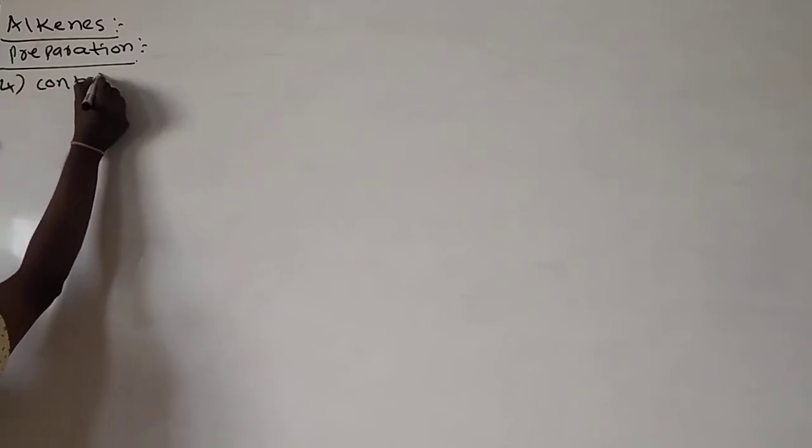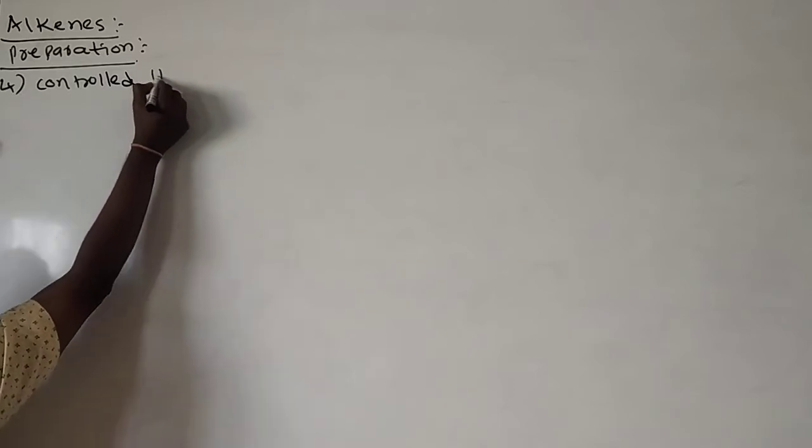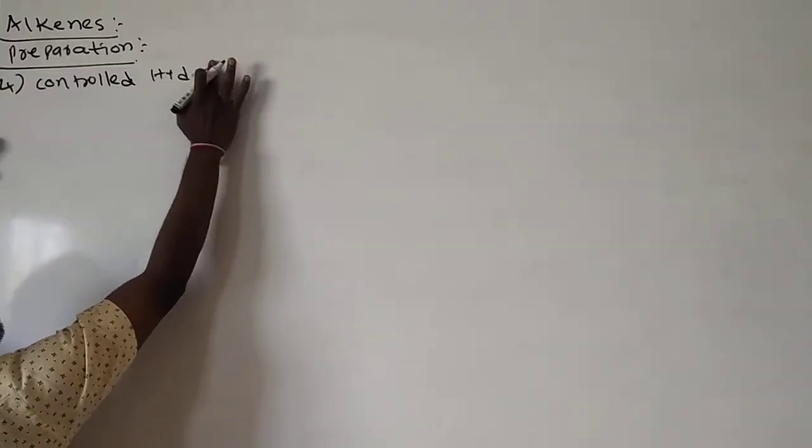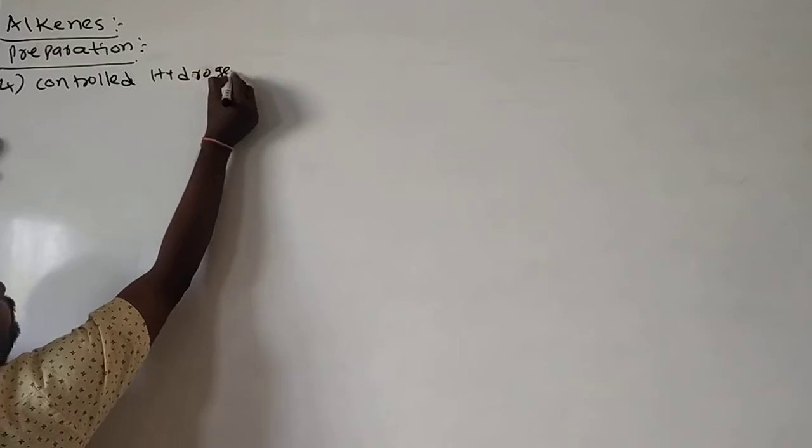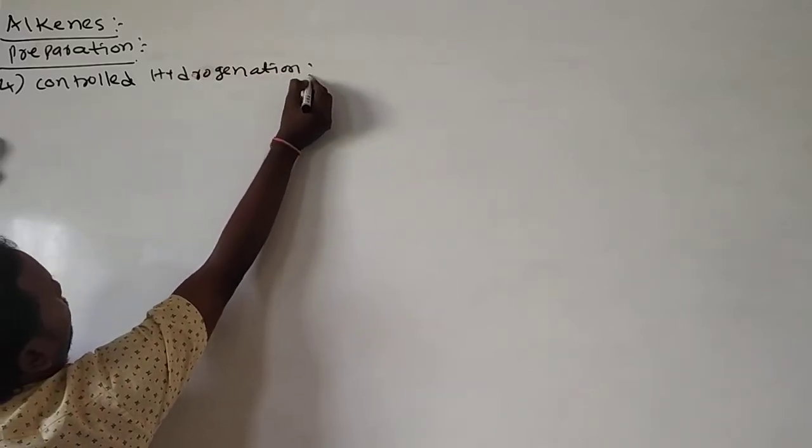Yesterday we discussed the preparation of alkanes by using the dehalogenation method. In continuation, we'll see the next method, the fourth method: controlled hydrogenation. Controlled hydrogenation of alkynes also forms alkenes.